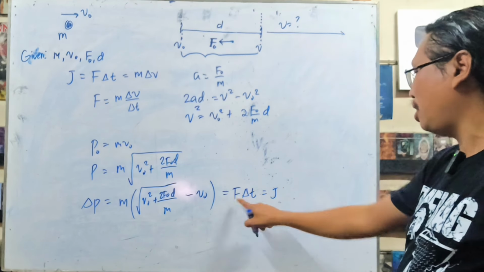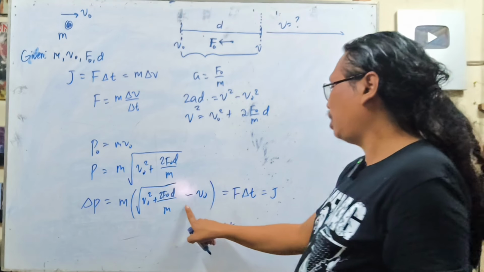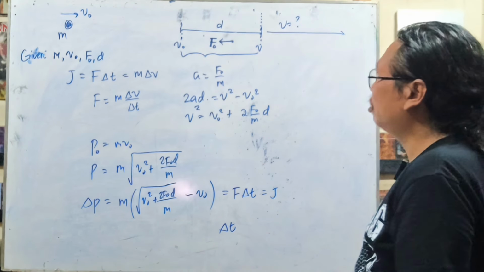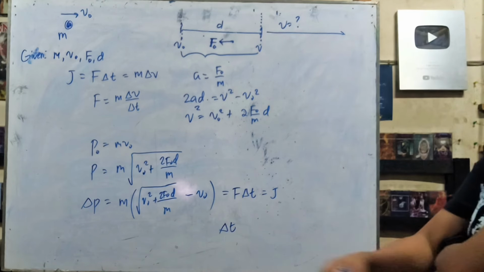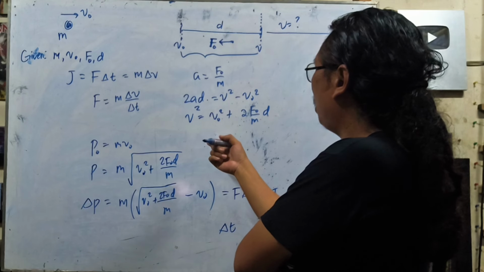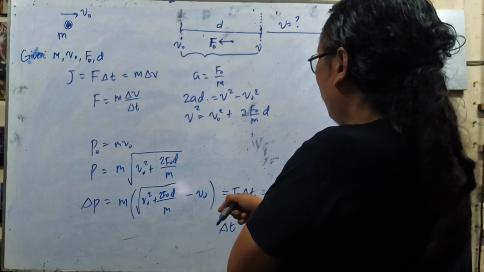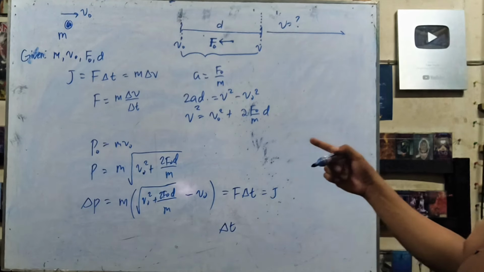So delta T is just technically this over F naught. Or you can use kinematics, because this is quite difficult to deal with because of the square root. You can use kinematics. How can you calculate that?